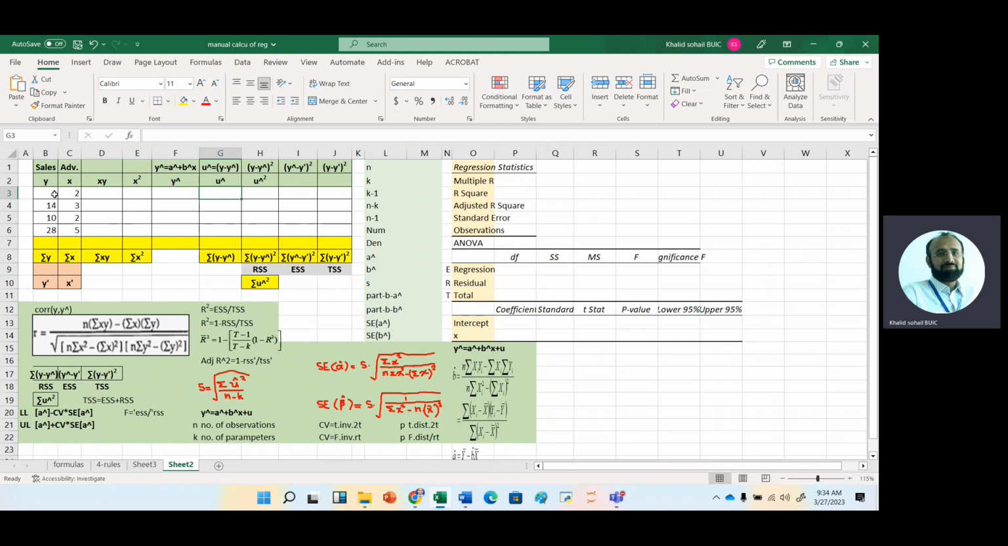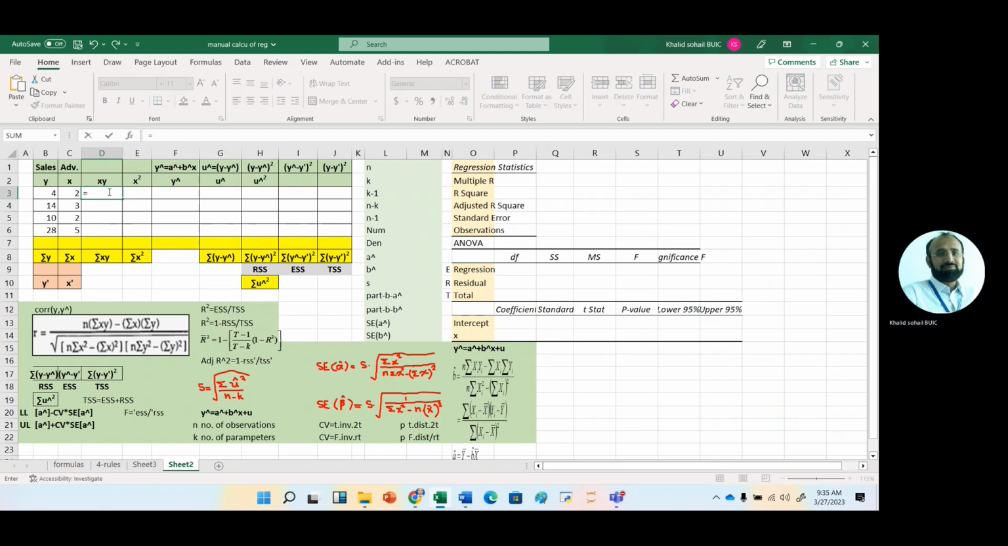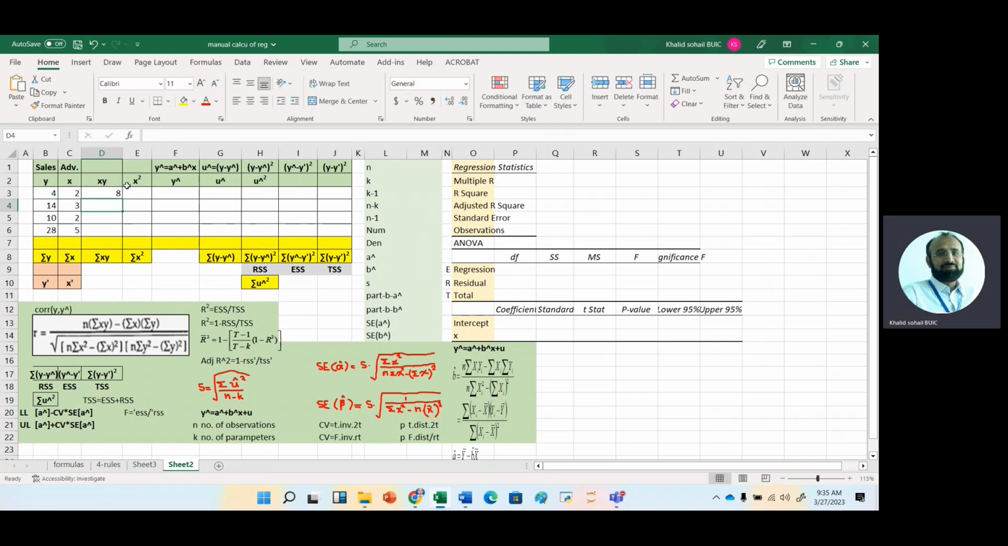First of all, we calculate alpha hat as well as beta hat by applying this formula. To get beta hat, we need xy and summation x square. So first of all, we calculate xy. Then we calculate x square by taking its square, and then we will take its sum. So we need sum of y, sum of x, sum of xy, and sum of x square. Just copy.